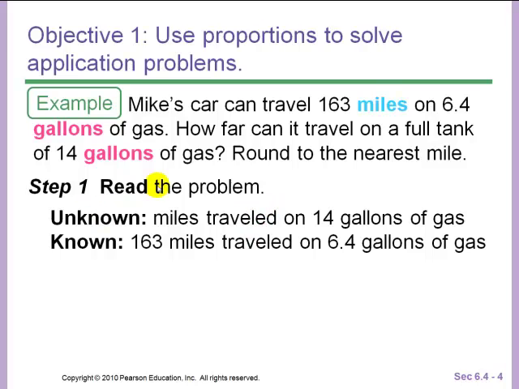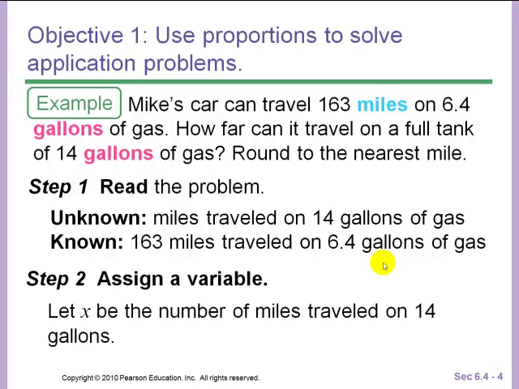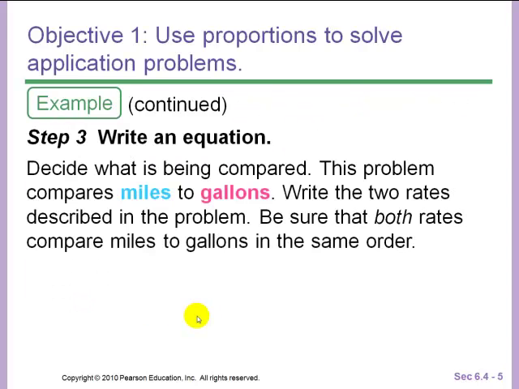Your first step is to read the problem to understand it. The most important things are to identify what is known and what is unknown. Unknown are the number of miles traveled on 14 gallons of gas. Known is that 163 miles were traveled on 6.4 gallons of gas. The next step is to assign a variable to what you don't know. We don't know the number of miles traveled on 14 gallons of gas, so we will let x represent that value.